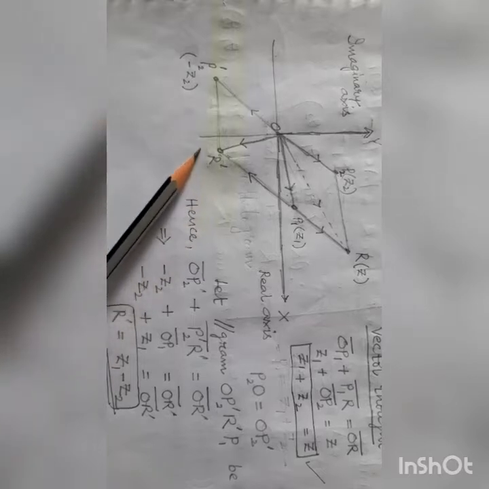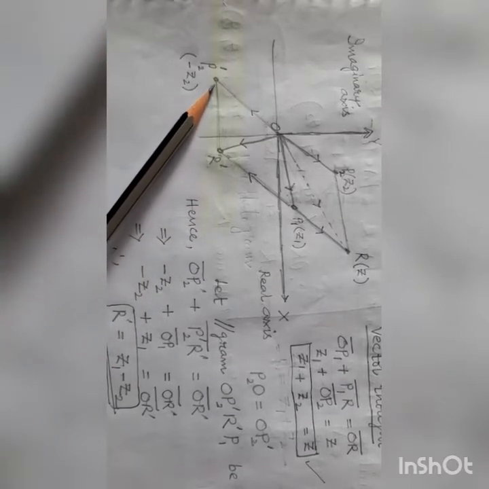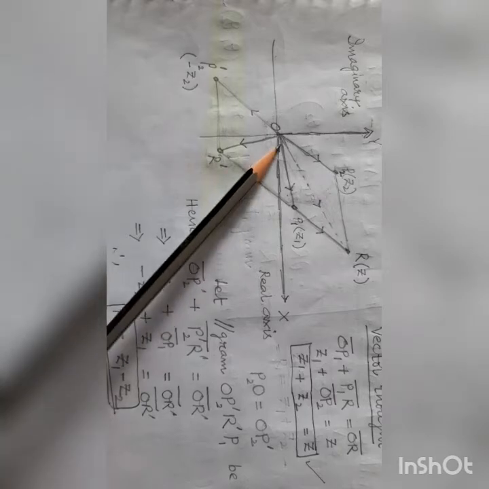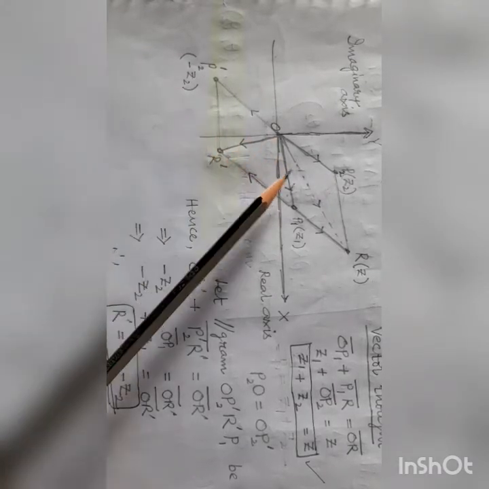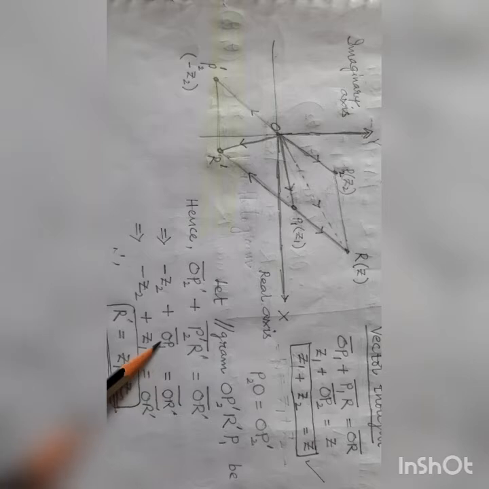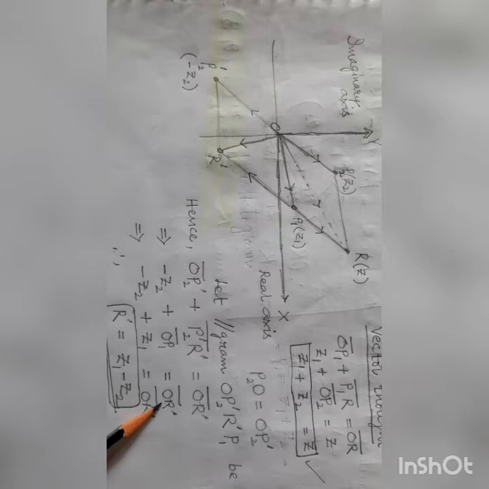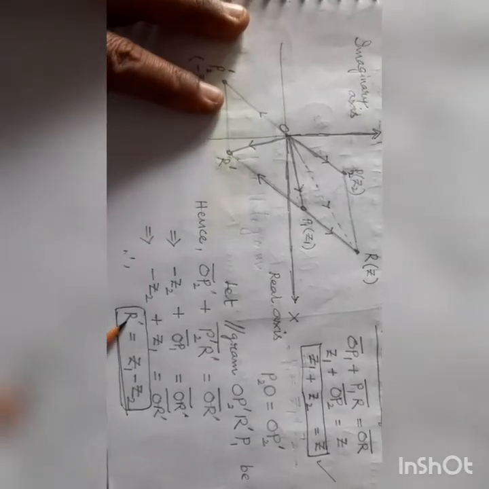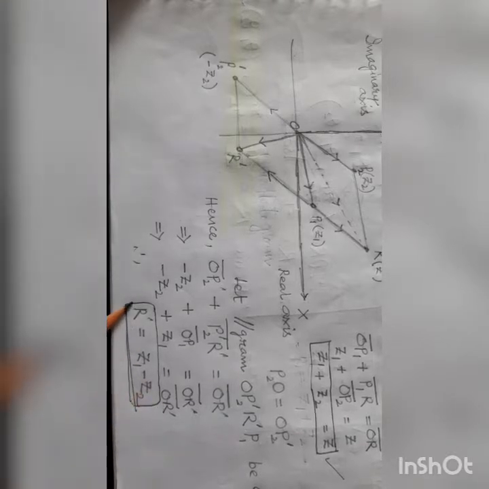it is nothing but like this now, parallelogram OP1 dash, that is Z1, OP1 bar, that is Z1. This is OR dash bar, Z1 minus Z2. So OR bar can be taken as R bar equals to Z1 minus Z2.